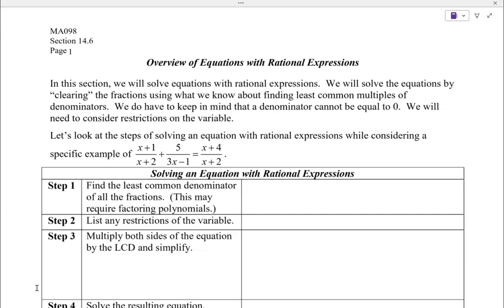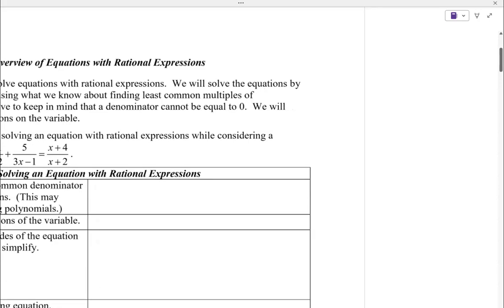Just like what we did in the last 2 sections when we needed to get common denominators, we factored. Same idea, right? Well, in this example, there's not any real factoring to do because I've got an x plus 2 and a 3x minus 1, right? So there's not much to do in the way of factoring. Now, we do need to identify what we need to do to both sides in order to get rid of the fractions.